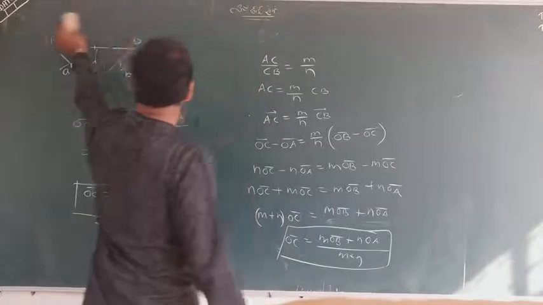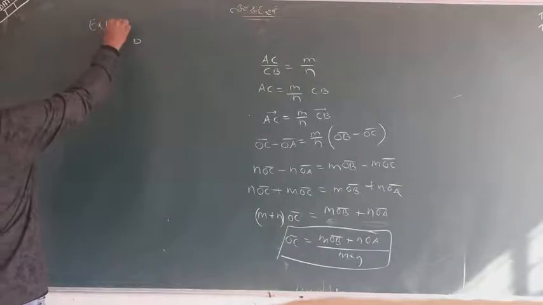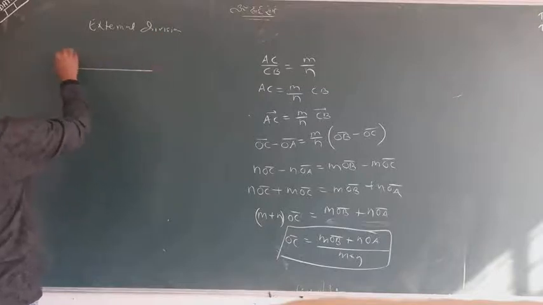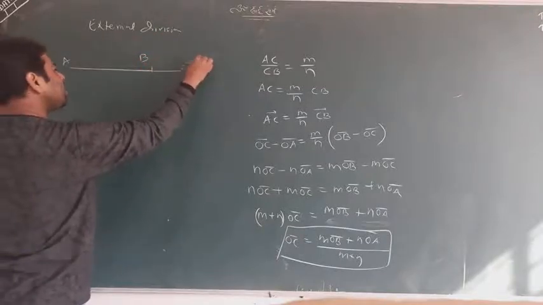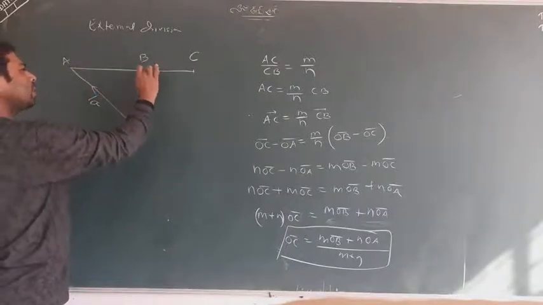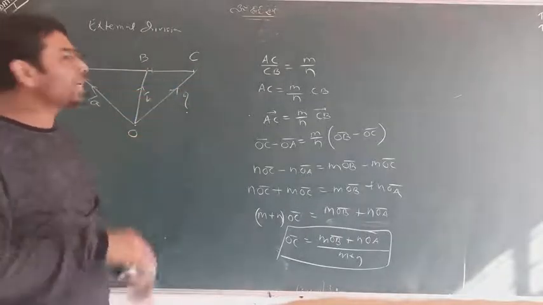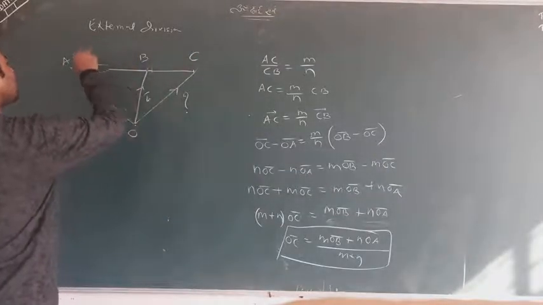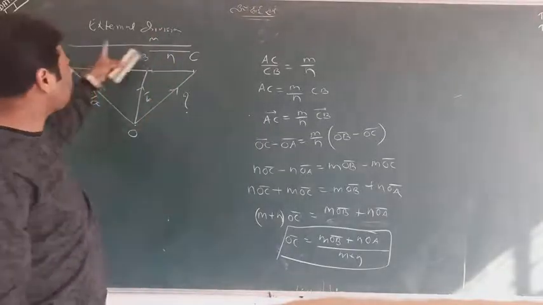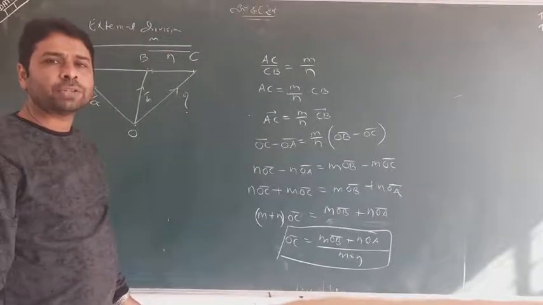Now the next is external division. What it says: it is A, it is B, and this time it is C. OA is given, OB is given, and you need to find out OC. When C is outside of AB and this C is dividing AB in M is to N, meaning AC is to BC is equal to M is to N, this is called external division, when C is outside.